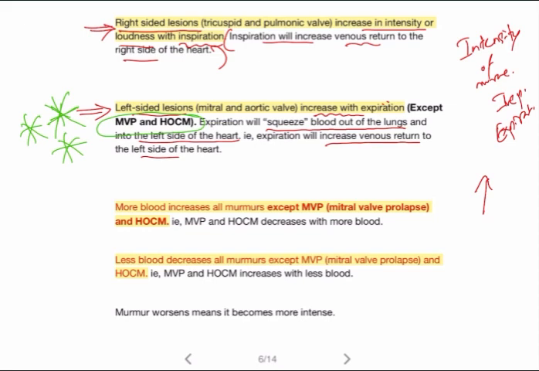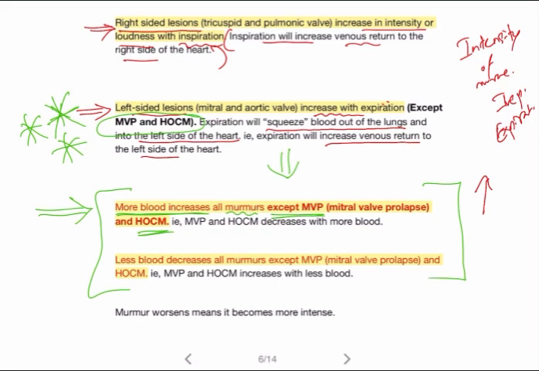So left-sided murmurs or left-sided lesions, mitral and aortic, increase with expiration, and right-sided lesions, whatever it is, will increase in intensity or loudness with inspiration. So the concept here is more blood wherever it is. This is the most important final capsule. More blood increases all murmurs except MVP and HOCM.